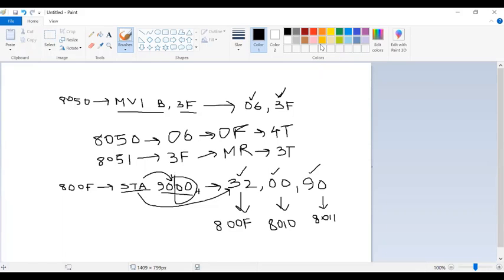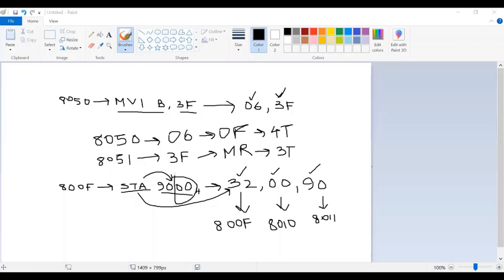Now move on to the slide again, so that you can understand the timing diagram of this instruction. To fetch this code, the opcode, an opcode fetch machine cycle will be required as your first machine cycle in this case.